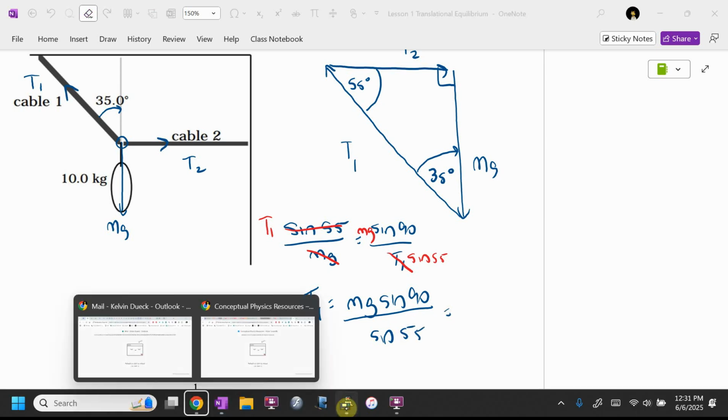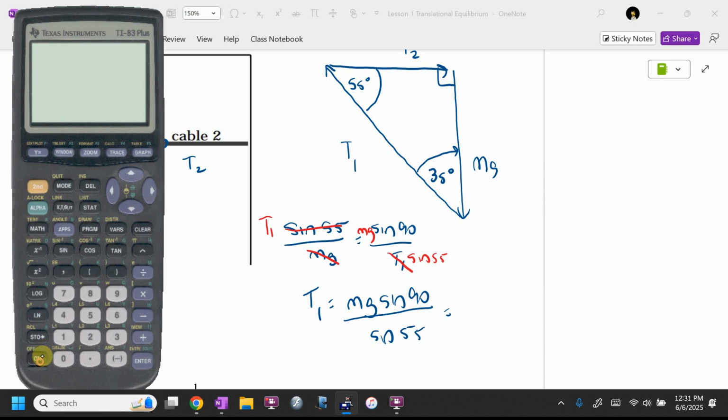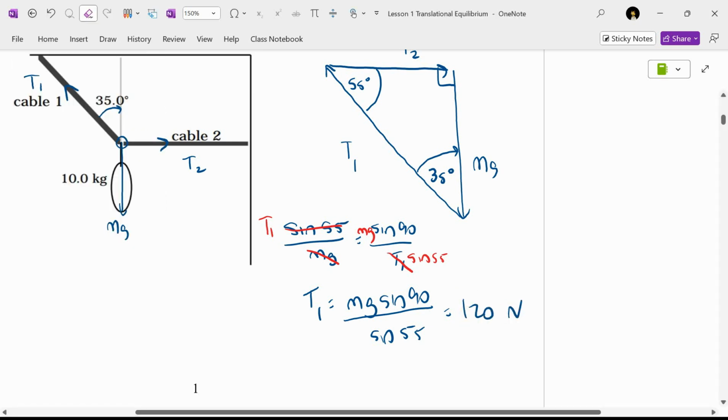M is 10. Yeah, I got it all in my picture here. So it's going to be 10 times 9.8. Yeah, I'm doing the whole thing. Sine 90 divided by sine 55. What'd you get? 119.6. I'd probably round that off to 120. Braden, is that okay? Oh, make sure you're in degrees. Sine of 30 should be 0.5.